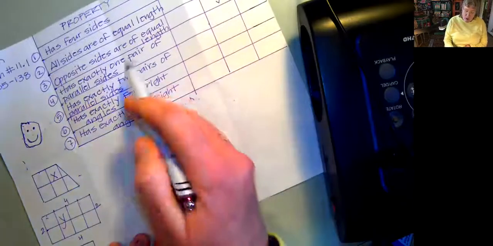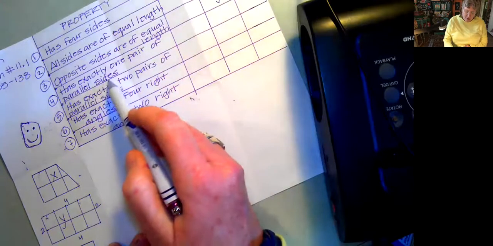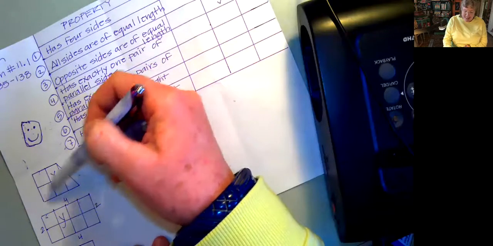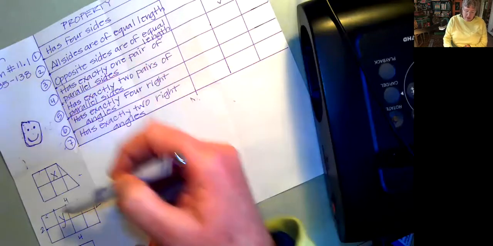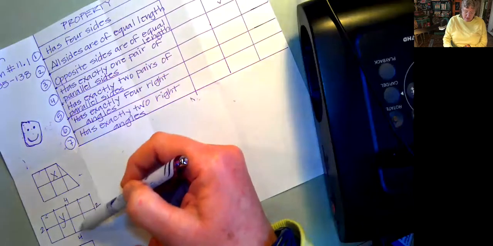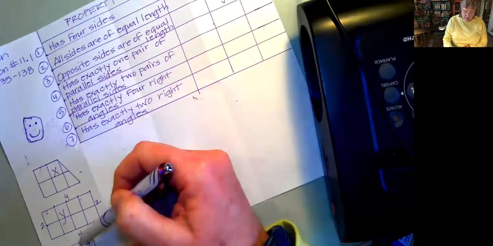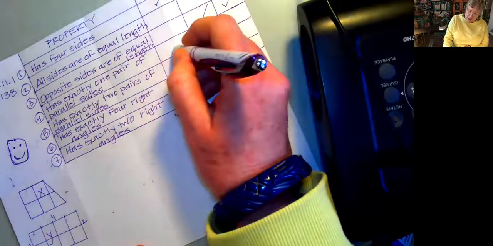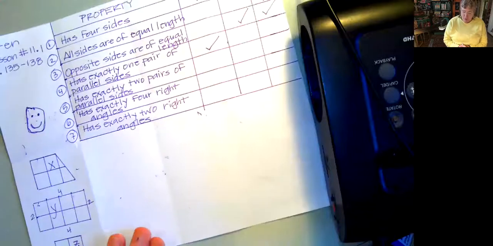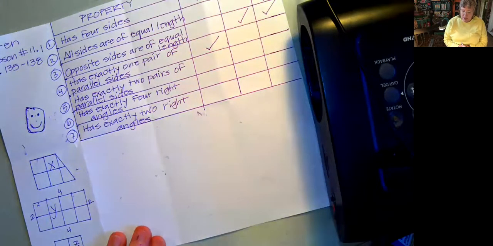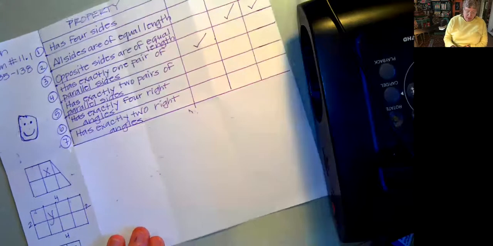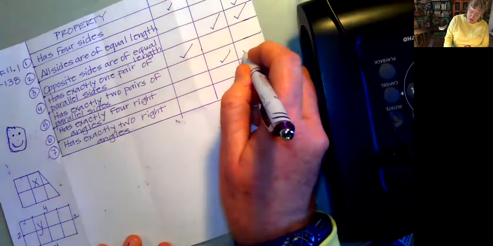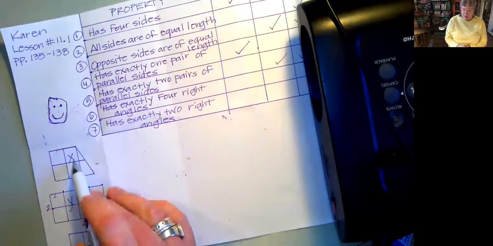Has exactly one pair of parallel sides. Okay, this one has one pair. These are parallel. These are not. This has two pairs. These are parallel. These are parallel. These are parallel. So only one pair is X, right? Has exactly two pairs of parallel sides. Yes and yes. And no, on that one, it only has one pair.